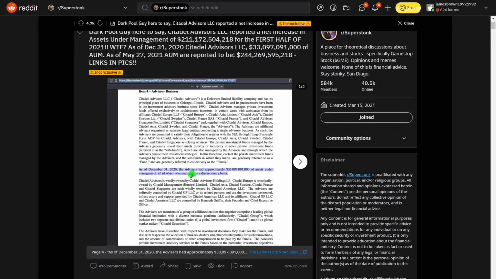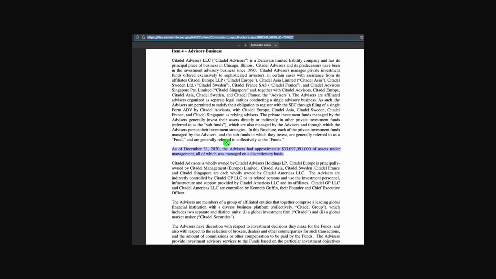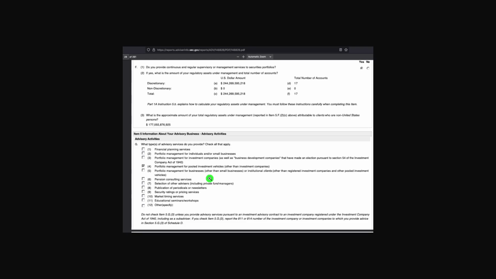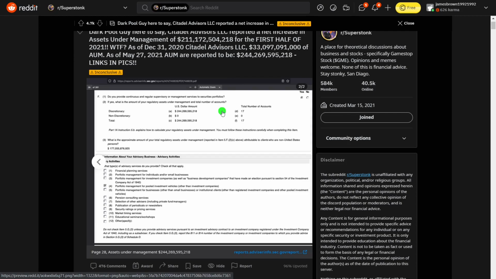Well, if we open up these two documents that have been shown here, the first one is as of December 31st, 2021, the advisors have approximately 33 billion, 97 million, and 91,000 assets under management. Now, if we just go back here and then have a look at number two, you can see this is another document, SEC Gov, and it has here the discretionary amount, 244,269,595,218. So that is the increase of what I said before, which is over 211 billion.